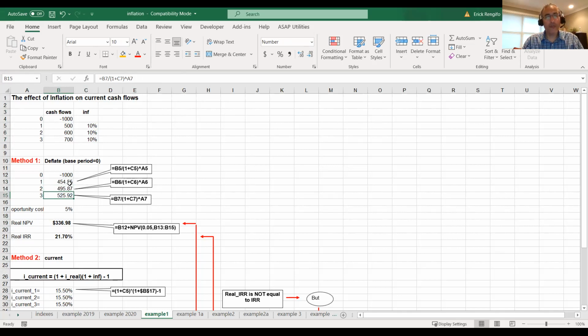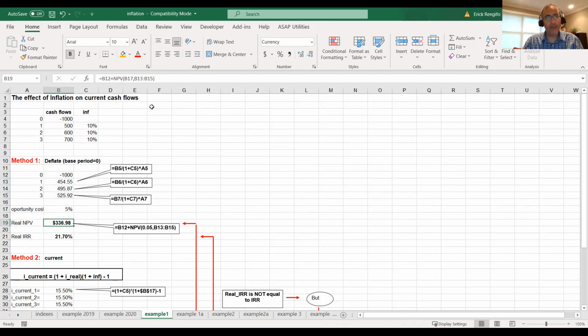Got it? So what I've done is what I did by hand on the screen. I simply deflate the cash flows. Once I deflate the cash flows, all these ones here, guys, are in real terms. So now I can use my opportunity cost that is real. I do my net present value as usual. Remember, when you use the NPV function, guys, you only capture the values that go from period 1, so the future, to the end. So you will only consider these in the NPV function.